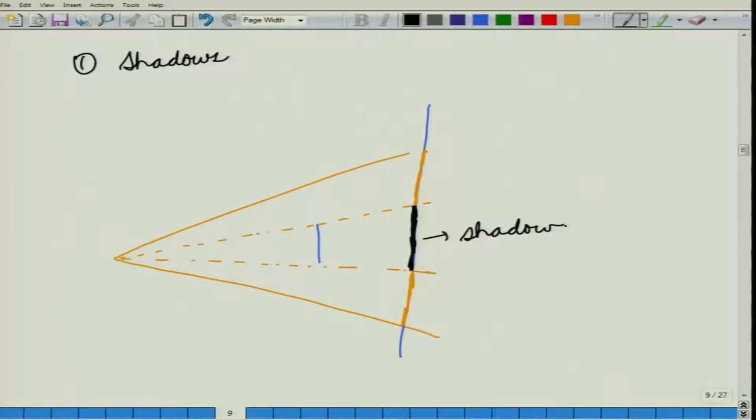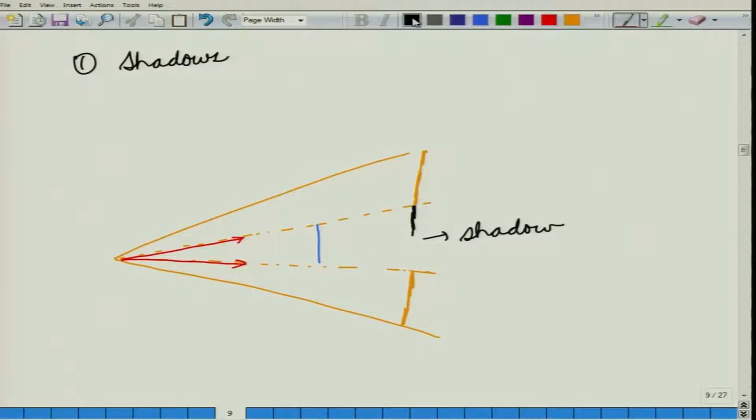So, the first concept here is how shadows are formed. A shadow is formed because these light rays are moving in straight lines, because if they were able to curve around this object, then maybe they would have reached this portion, or maybe they would have reached this portion as well, but this does not happen because light travels in straight lines.